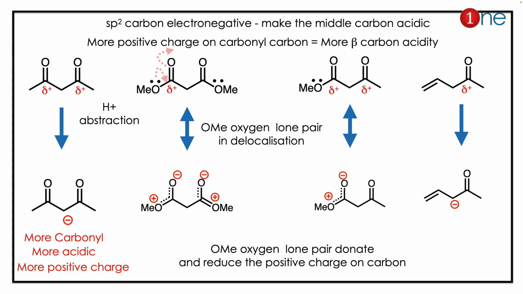it's a more acidic compound. If you look at the Q, it has a lone pair on oxygen, so it donates, it reduces the positive charge on the carbon. The same happens with the compound R, it also donates. But if you look at the compound S, it has a carbonyl group and an alkene group, but the carbonyl group is more electronegative than the alkene, so it is less effective than compound P. So the compound P is more acidic because it has 2 carbonyl groups, more positive charge on the carbon.